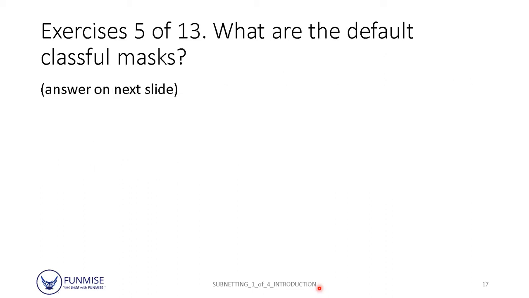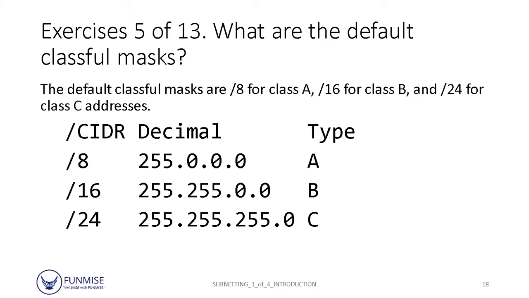Now, what are the default classful masks? This is important now. The default classful masks are, for an A, you would use the /8. For the B, you would use the /16. And for the C, you will use the /24. These are most commonly seen in decimal format.